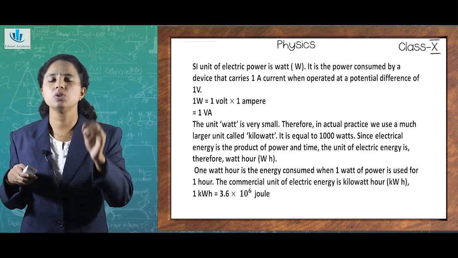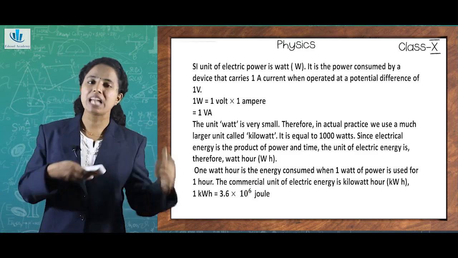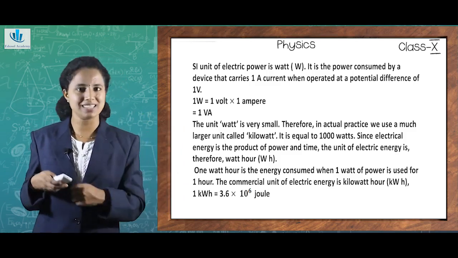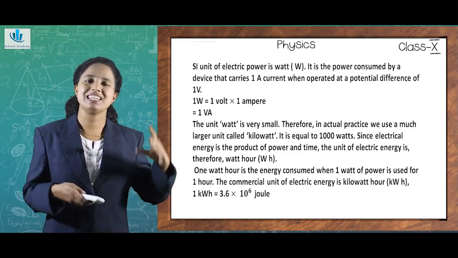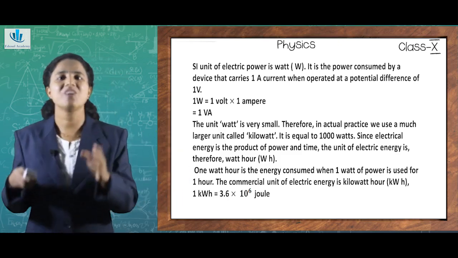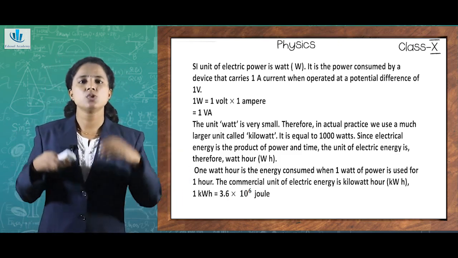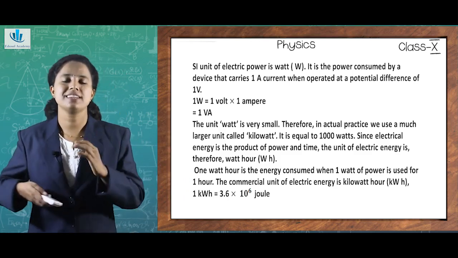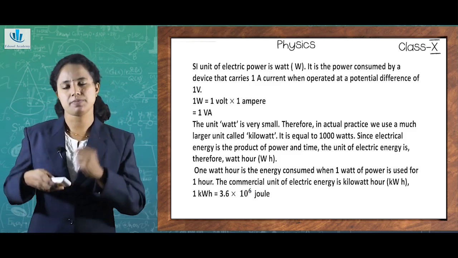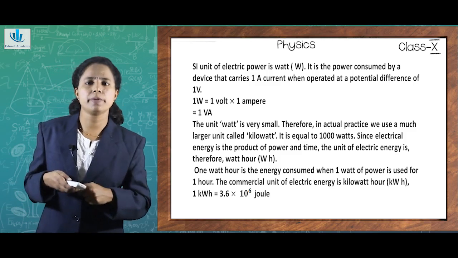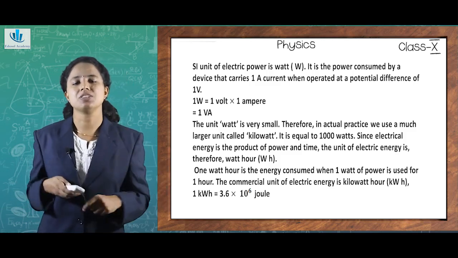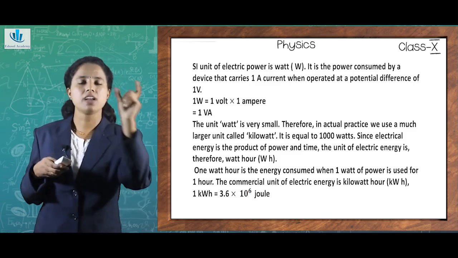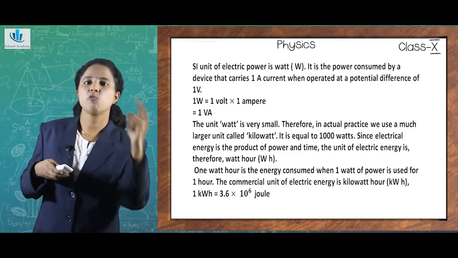And you know this unit watt is very small, isn't it? So in actual day to day life or practice, we need a larger unit, isn't it? So we usually represent it in terms of kilowatt. So 1 kilowatt is equal to 1000 watt. Since electrical energy is a product of power and time, the unit of electrical energy is the watt hour. So how can I define 1 watt hour? 1 watt hour is the energy consumed when 1 watt of power is used for 1 hour. Simply, that is the watt consumed in 1 hour.